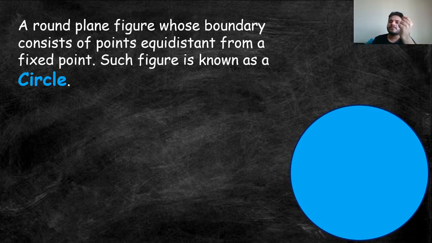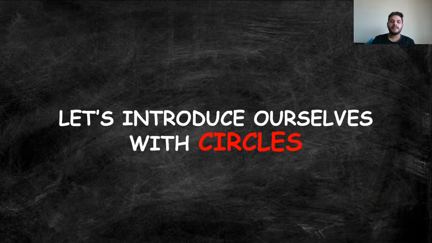This is one of the easiest properties of a circle to remember: any line drawn from the center of the circle to the edge, or the boundary of the circle, is known as a radius. We'll be coming across that particular term in the next slide.